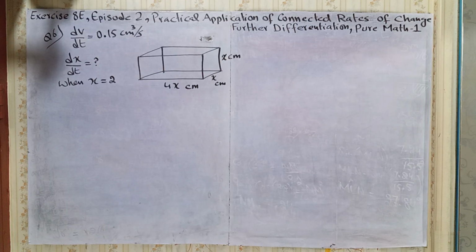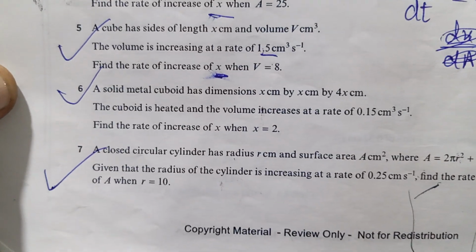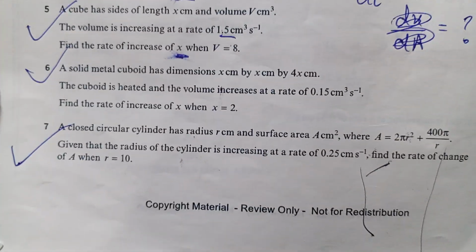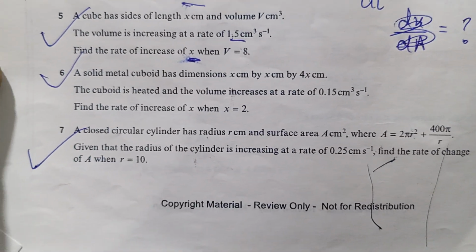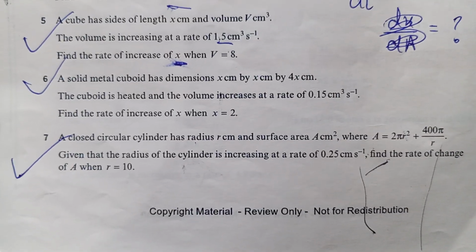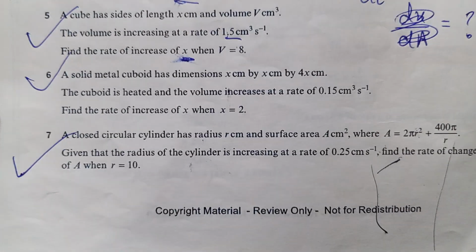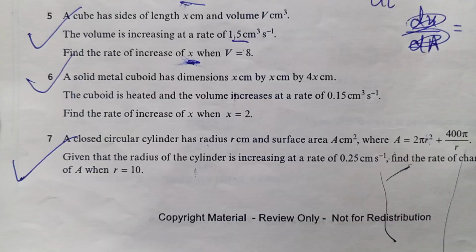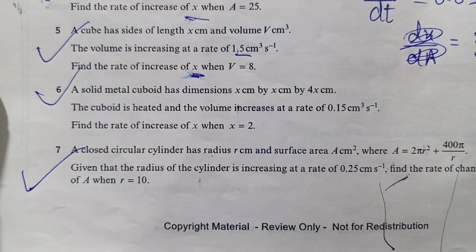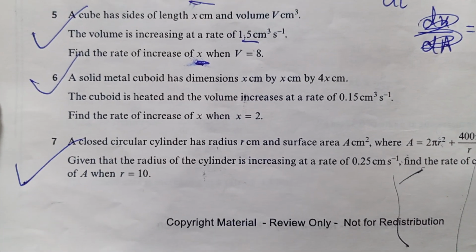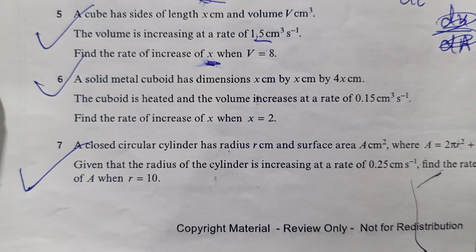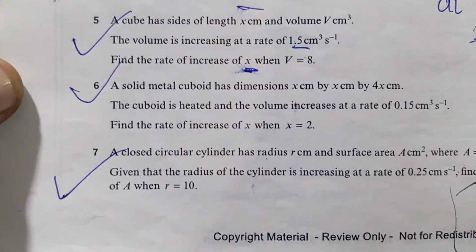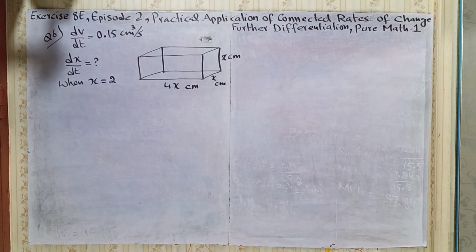So my dear students, we are going to attempt question number 6, and on your screen question number 6 is showing up. It says a solid metal cuboid has dimensions x by x by 4x centimeter. The cuboid is heated and the volume increases at a rate of 0.15 centimeter cube per second. Find the rate of increase of x when x is equal to 2. This is question number 6. Now, I know that this is a cuboid.